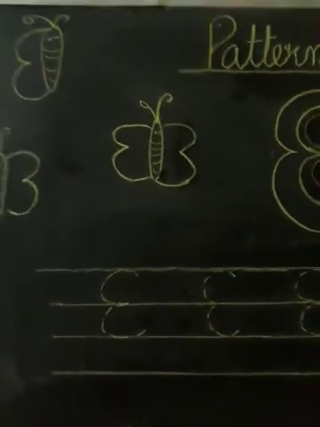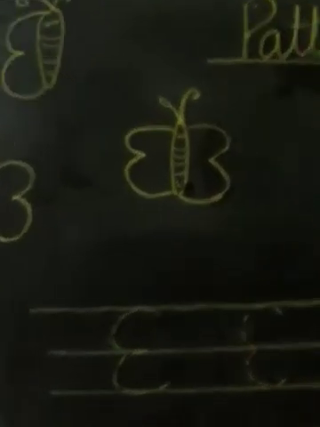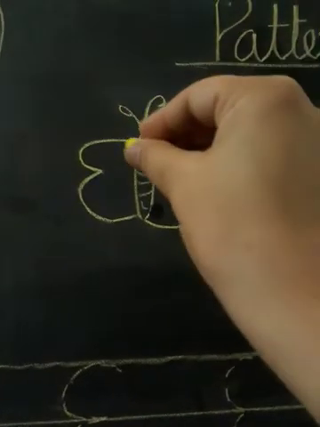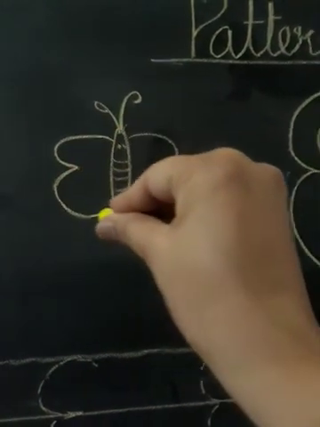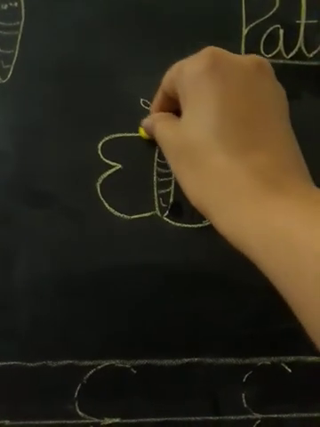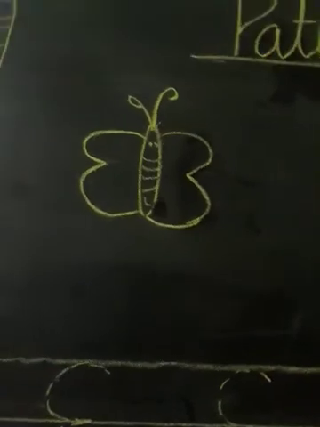Can you see these butterflies here? How our pattern is looking like? Can you see? Don't you think our pattern is looking like just like wings of these butterflies? Again, the wings of the butterfly, one curve and then second curve, right?